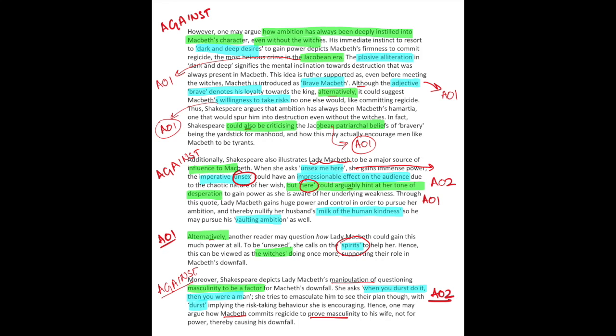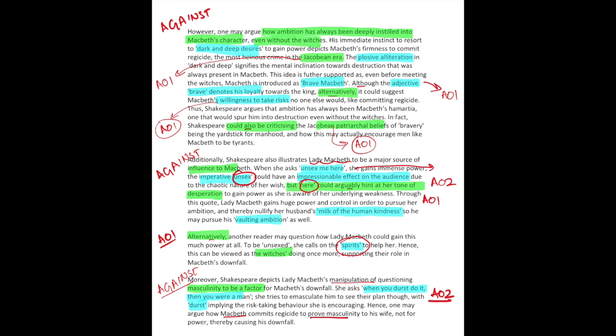The imperative unsex could have an impressionable effect on the audience due to the chaotic nature of her wish, but here could arguably hint at her tone of desperation to gain power, as she is unaware of her underlying weakness. Through this quote, Lady Macbeth gains huge power and control in order to pursue her ambition, and thereby nullify her husband's milk of the human kindness, so he may pursue his vaulting ambition as well.